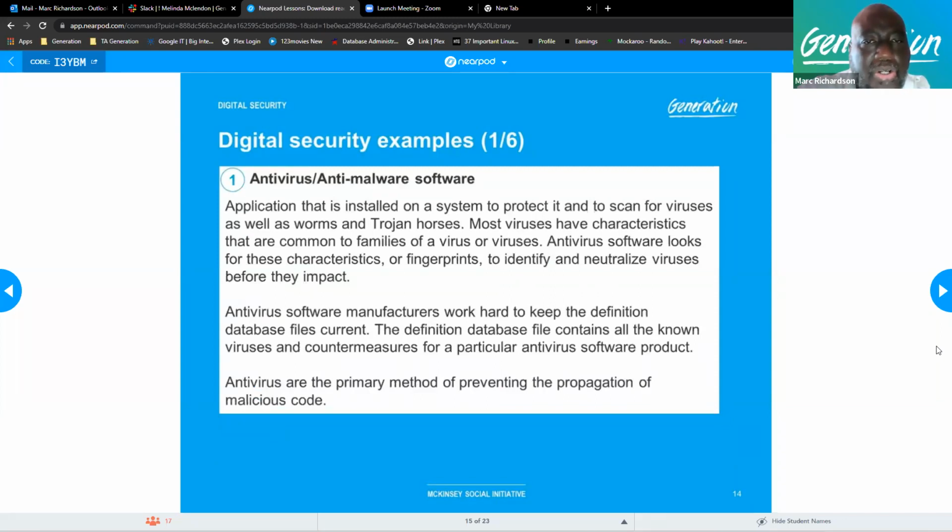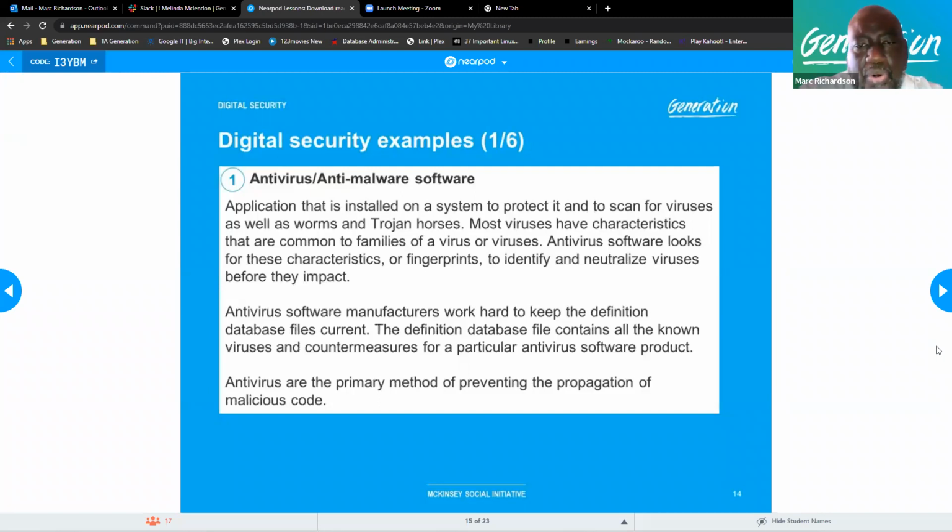Antivirus, anti-malware software. Application that is installed on a system to protect it and to scan for viruses as well as worms and Trojan horses. Most viruses have characteristics that are common to families of a virus or viruses. Antivirus software looks for these characteristics or fingerprints to identify and neutralize viruses before they can impact the system.